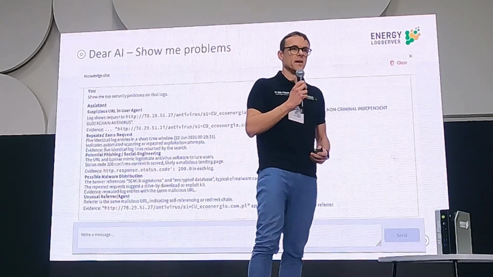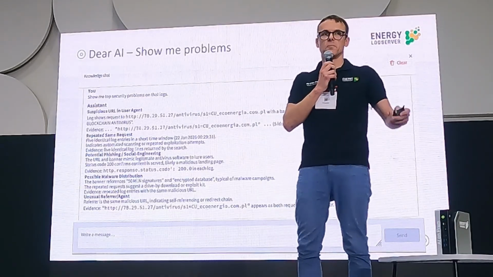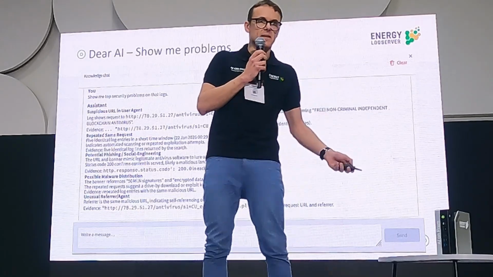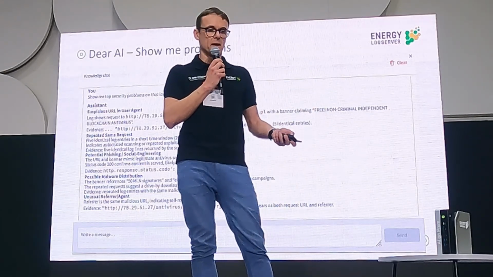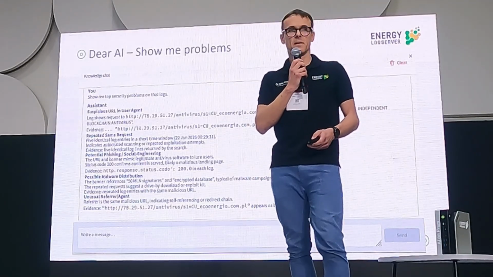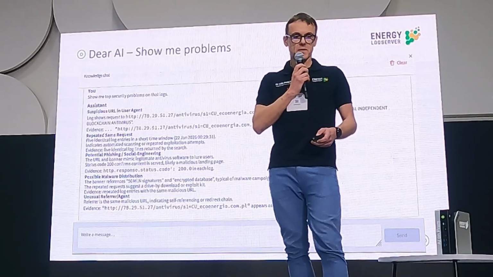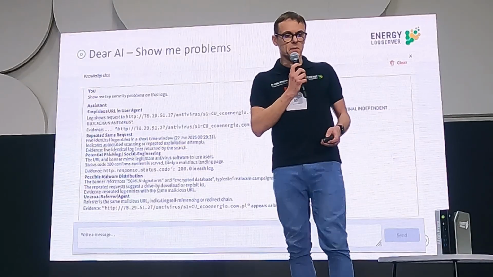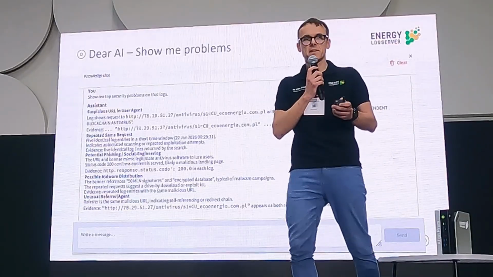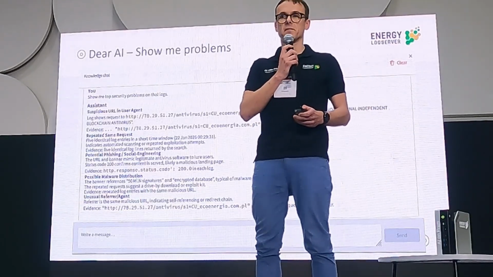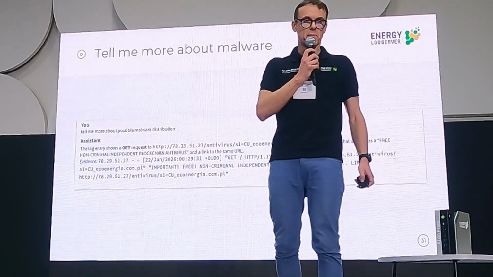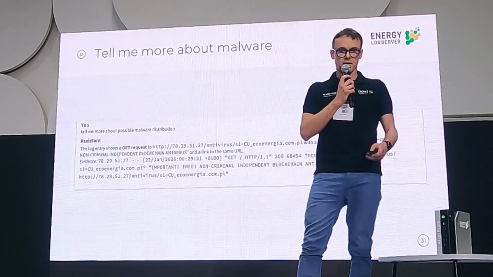And now it's a much better story. Just show me the problems, because you have everything, not a single entry, but everything as chapters. I connected it to the local LLM, and just show me top security problems in those logs. So you see that there are suspicious URLs, repeatable requests, potential phishing, possible malware, with some summaries. Okay, that sounds interesting. Let's dive deeper. Tell me more about possible malware distribution. Yeah, this is the exact log.